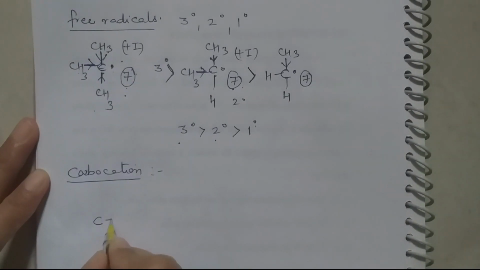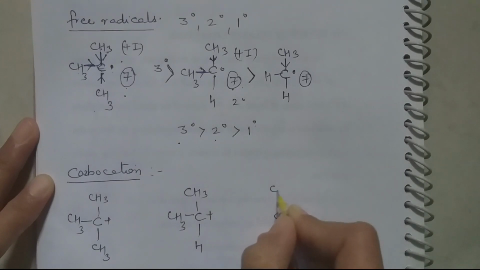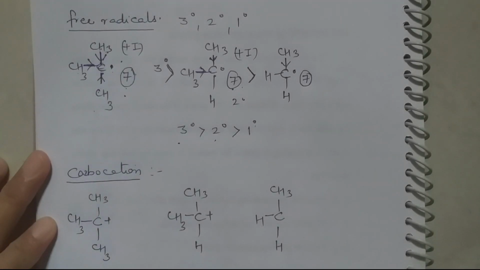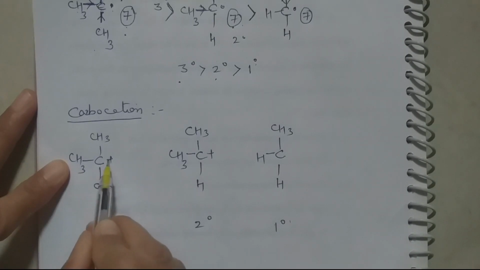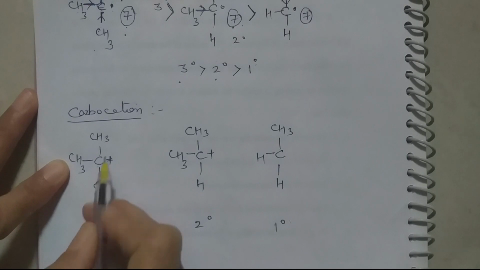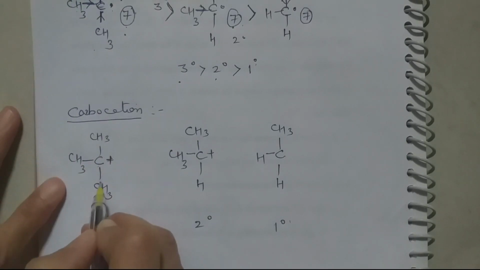Now see carbocations. 3 degree carbocation. This is the 3 degree carbocation. This is the 2 degree carbocation and this is 1 degree carbocation. We are just seeing the stability of these 3 carbocations. Which one is more stable, the 3 degree or 2 degree or 1 degree? This carbon has plus sign. It means it is electron deficient. It has less electrons. Again you can count over here: 1, 2, 3, 4, 5, 6 electrons it has.